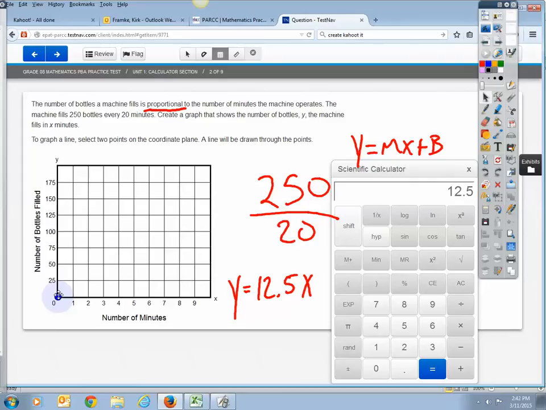Then let's take a look. Well, after 1 minute, I'm going to have 12.5 bottles. That's not great. After 2 minutes, I'll have 25 bottles, and there's my line. Graphing a line on PARCC is really, really easy and nice, isn't it? Henry's nodding his head. Yes. So I'm going to erase this and I'm going to move on.